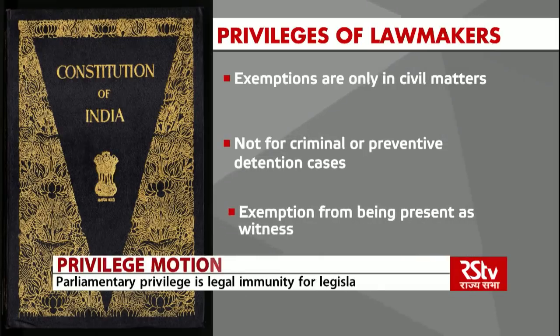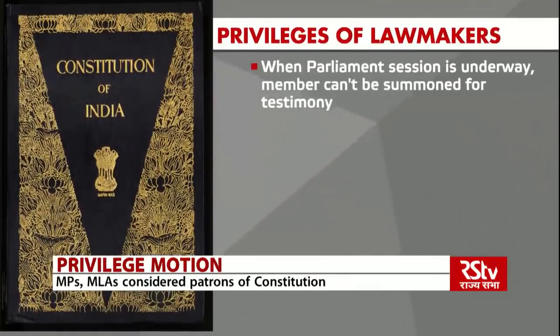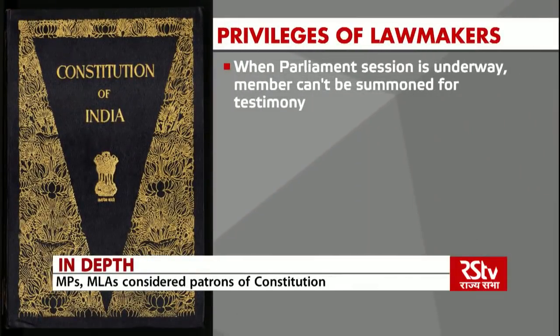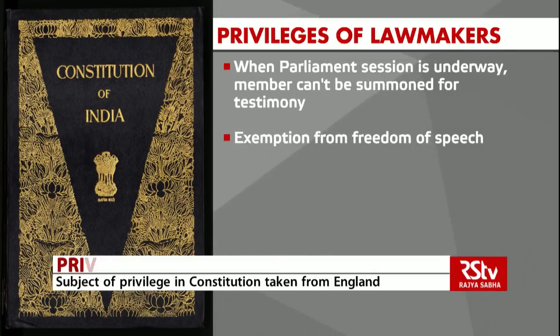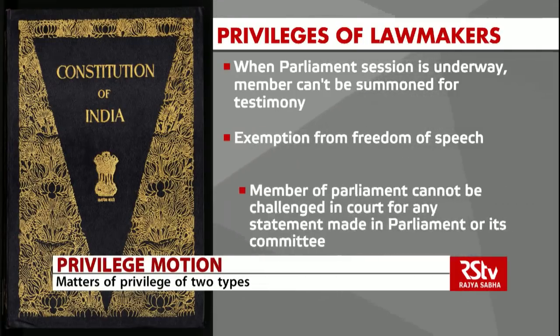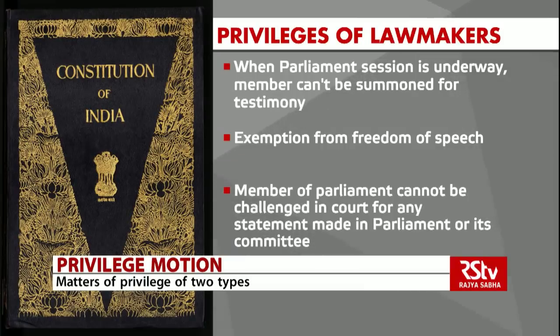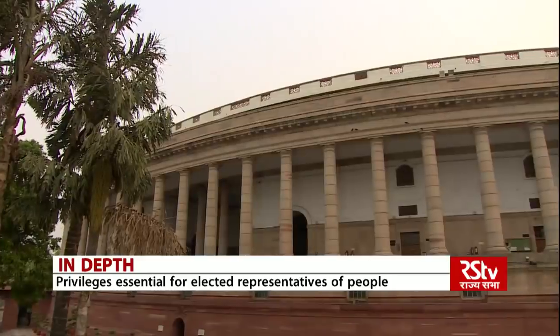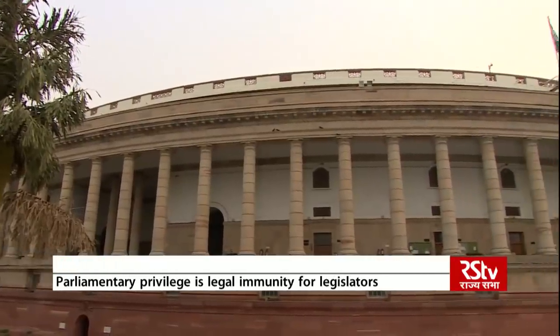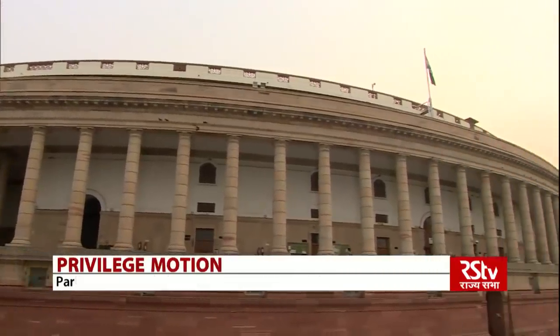Second is the exemption from being present as witness. Under this, when the Parliament session is underway, a member cannot be summoned for the testimony. And third exemption is from the freedom of speech. Under this, a member of Parliament cannot be challenged in court for any statement made in the Parliament or its committee. These privileges to members are applicable till they are in the interest of the Parliament or the House.